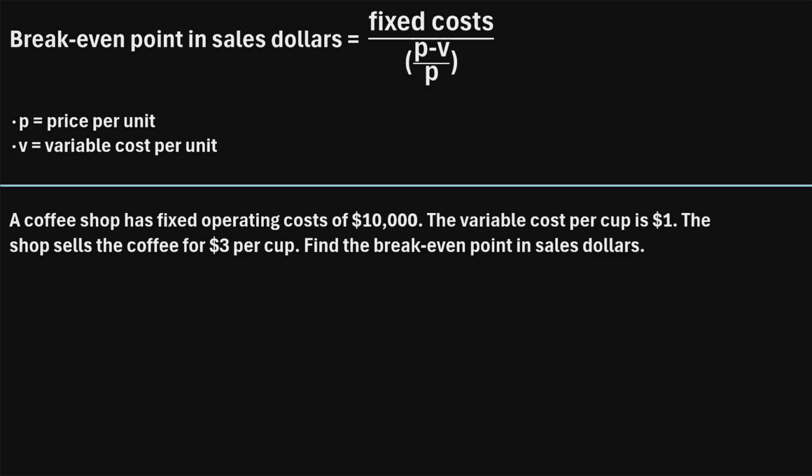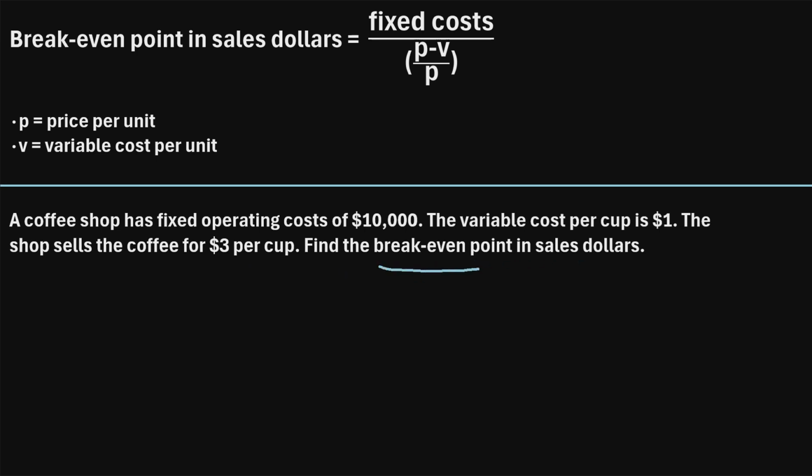In this video, I will explain how to calculate the break-even point and sales dollars. So let's jump into an example. This says a coffee shop has fixed operating costs of $10,000. The variable cost per cup is $1. The shop sells the coffee for $3 per cup. Find the break-even point and sales dollars.